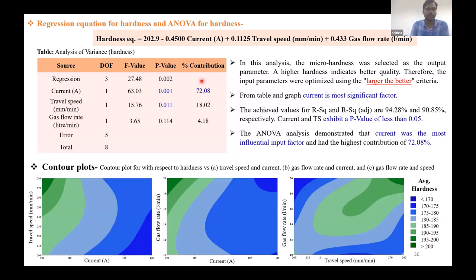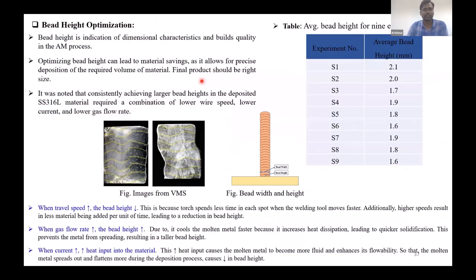And here is an interesting thing, the bead height. We have used a vision measurement system where we divide the entire deposit into different layers, and for each layer we calculate the height, and at the cross section the bead width. And if I want a larger component, here my objective will be maximizing my bead width. If I want a wider, a little bit longer component, then my objective of optimization will be maximization of bead width. And depending on this, the parameters will be varied.